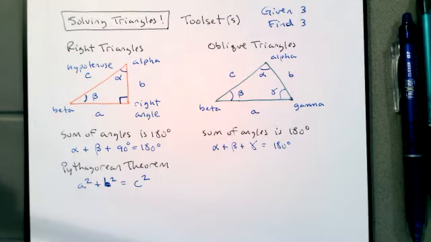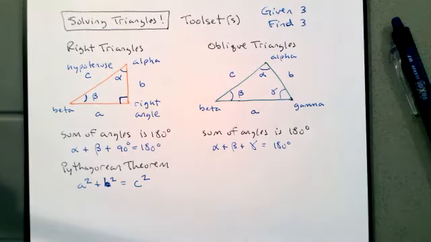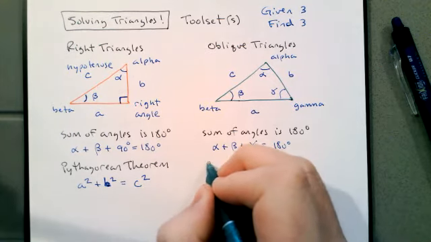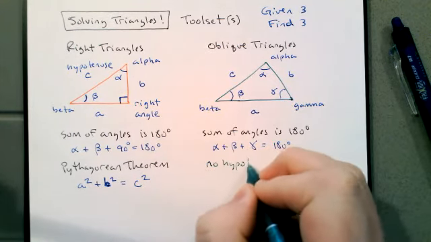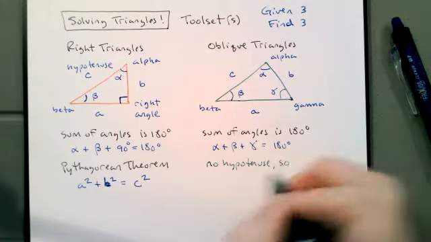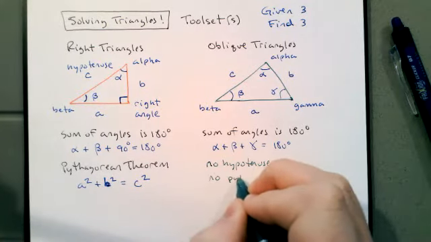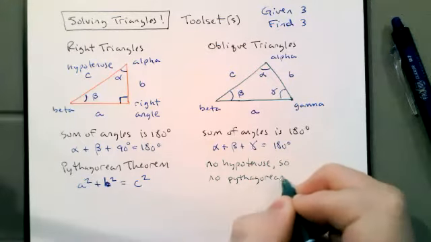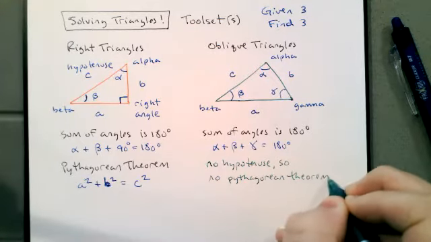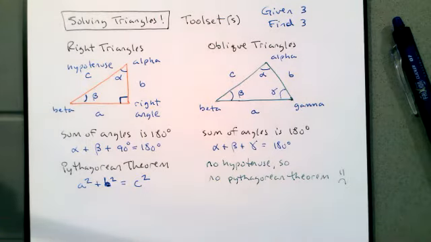We don't get to use the Pythagorean theorem in an oblique triangle because we don't have a hypotenuse. So in oblique triangles, no hypotenuse, so no Pythagorean theorem. Don't worry, there will be plenty of other relationships between the angles and the sides in our oblique triangles.